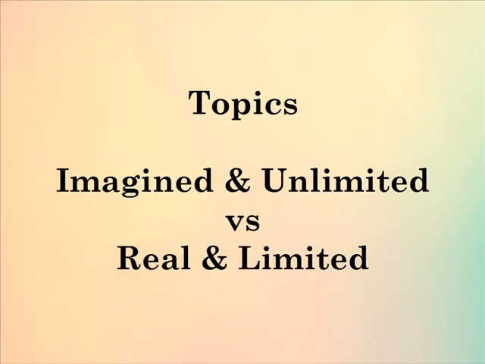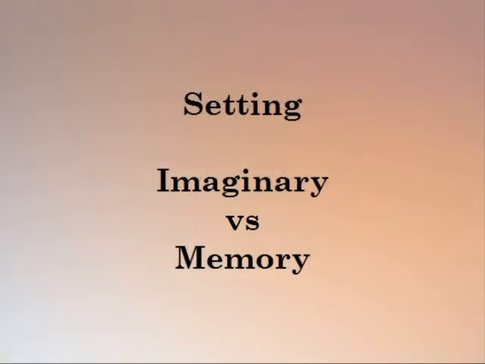The first element we're going to discuss is the topic. In a short story, your topic can be imagined and you can have unlimited ideas of what you want your topic to be. You can be as creative as you want. However, in our personal narratives, you had to have a real incident, and your topic was limited to what really happened. Like the topic of a short story, the setting can also be an imaginary time and place. And like the topic of a narrative, the time and place had to come from a real incident, a memory that actually happened.